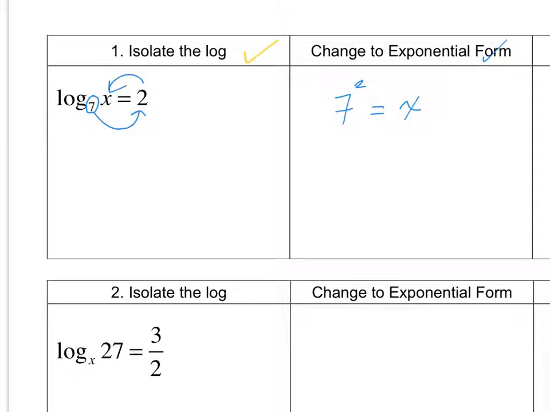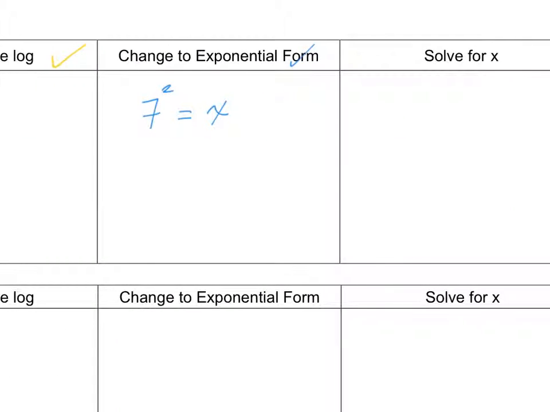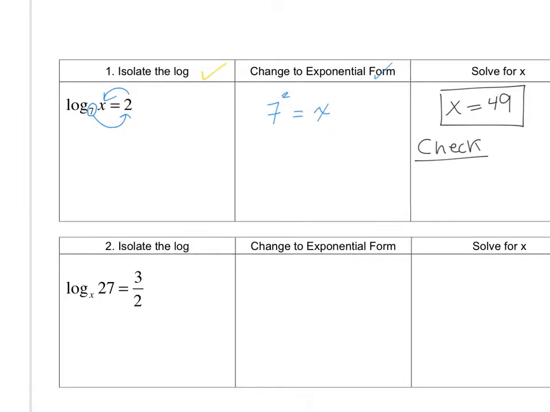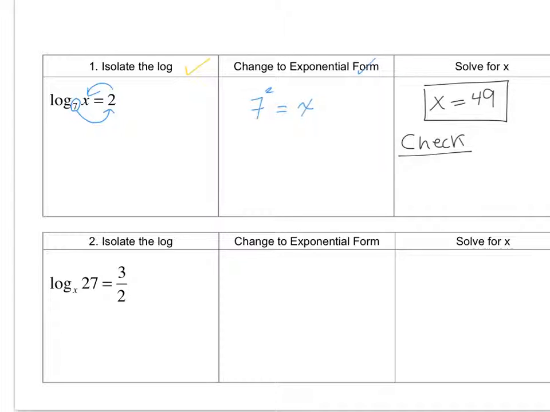Now the third step is definitely to solve for x. So 7 to the power 2 is 49, so x equals 49. Now remember to always check your solution. So what I would like you to do is to go to your calculator and plug in 49 for x. So log base 7 of 49, and see if this is going to give you 2. If it does give you 2, then your solution is correct. This is how you solve the first problem.